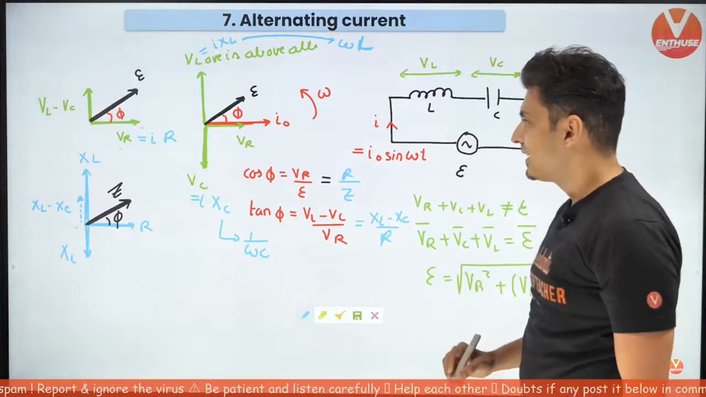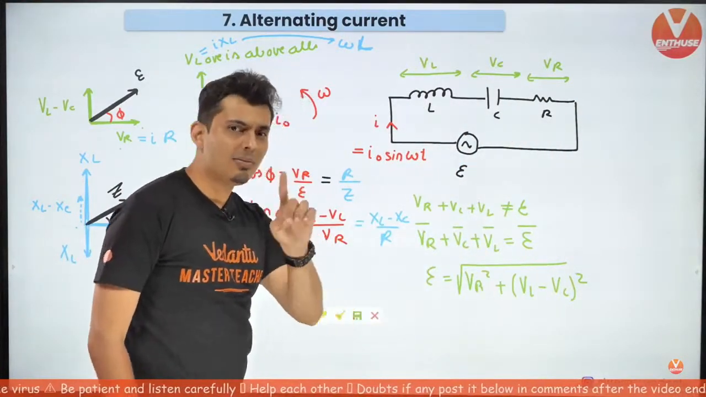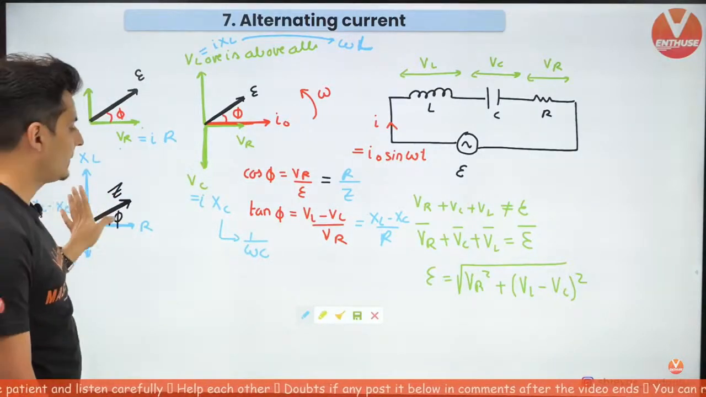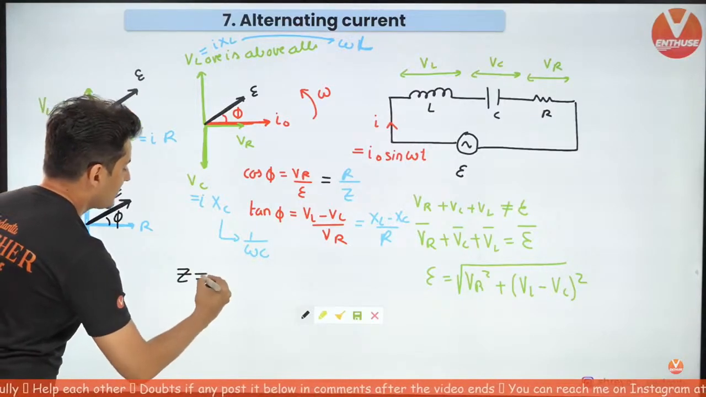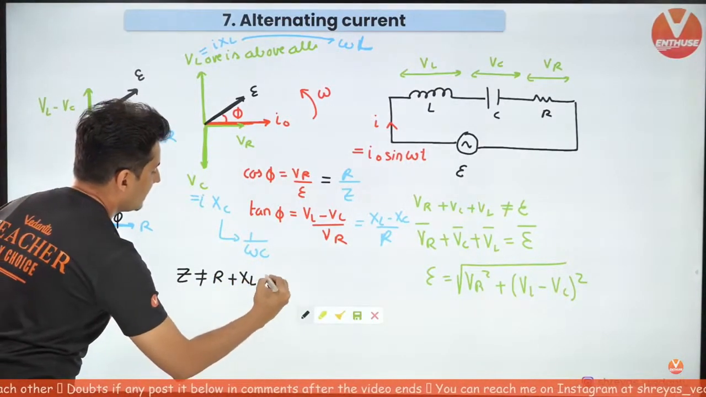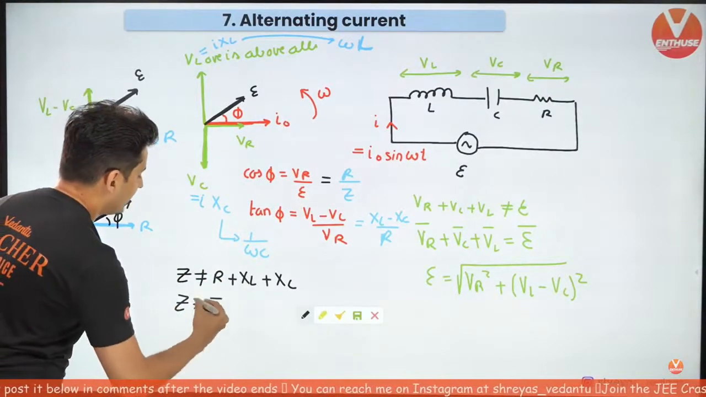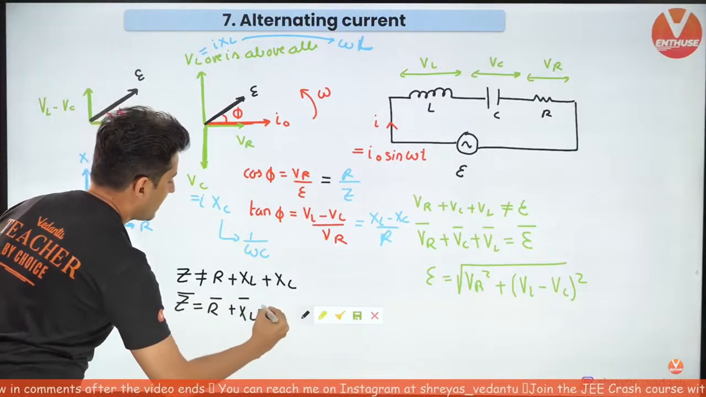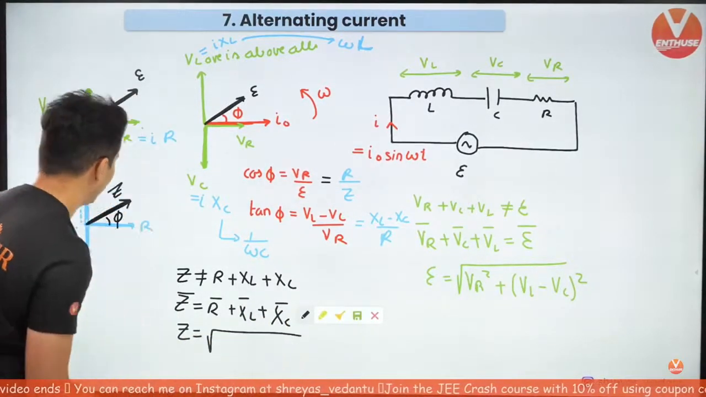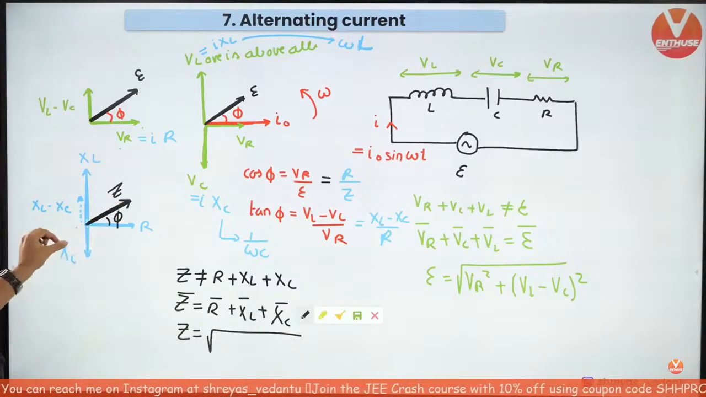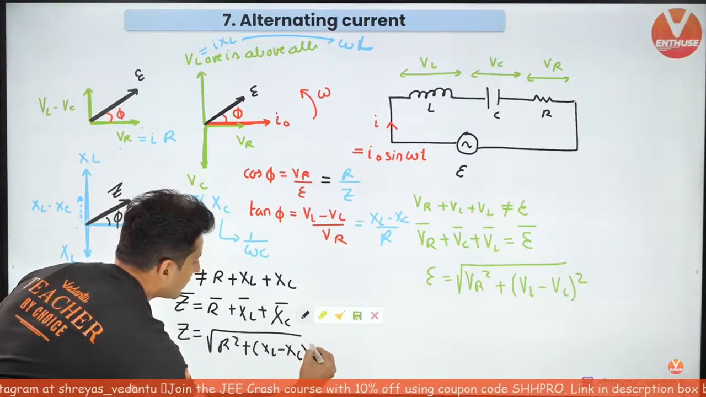Okay. Last thing. Just like I told you that voltages don't add, but they add like vectors, same way, resistances don't add. They add like vectors again. Meaning, Z is not equal to R plus XL plus XC. Wrong. This is not true. In fact, Z is R vector plus XL vector plus XC vector. So strictly speaking, Z is root of this square plus this square. So it will be root of R square plus XL minus XC whole square.